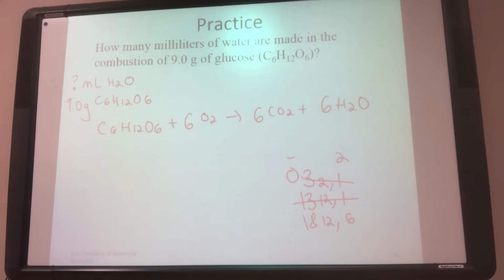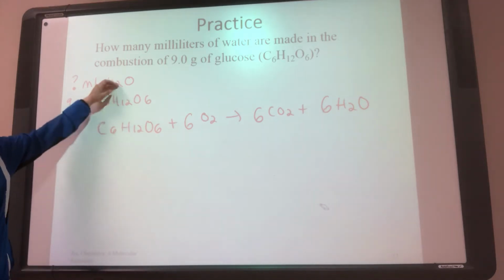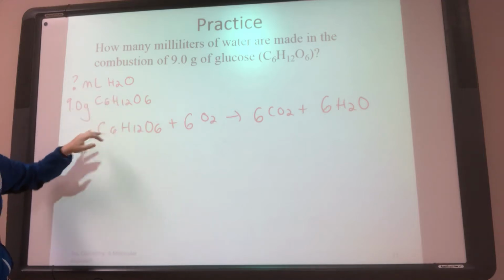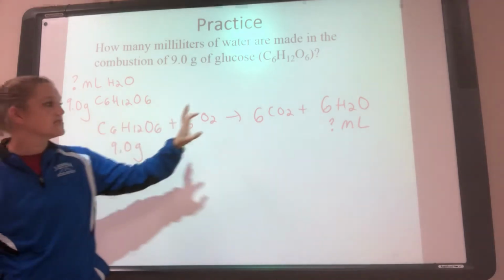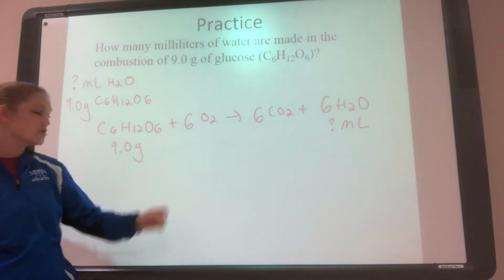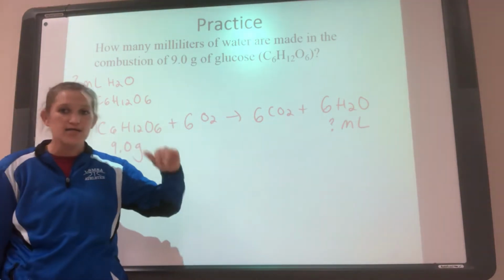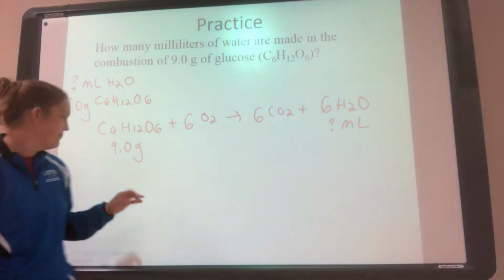Now I can actually do my problem. Because I had to do all this because I'm trying to go from one to the other. And the only way I can go from one to the other is I need these coefficients. So I have 9 grams of this guy, but I want the mils of this guy. So I want to go from here to there. What units do I need to go from here to there? I need it to be in moles.